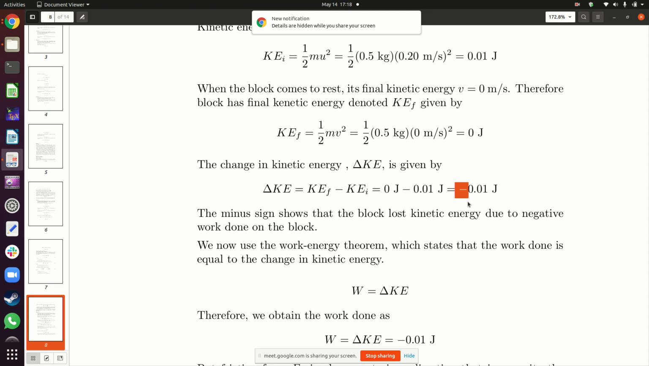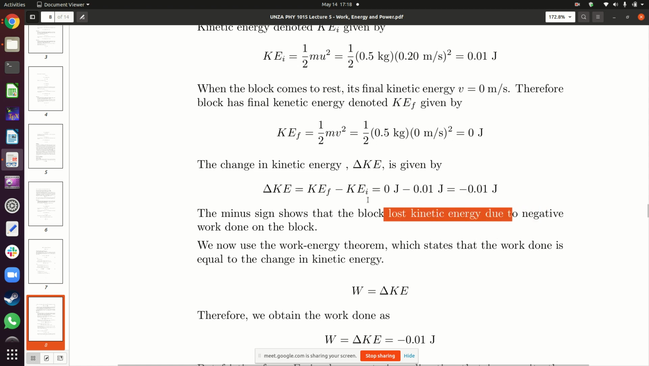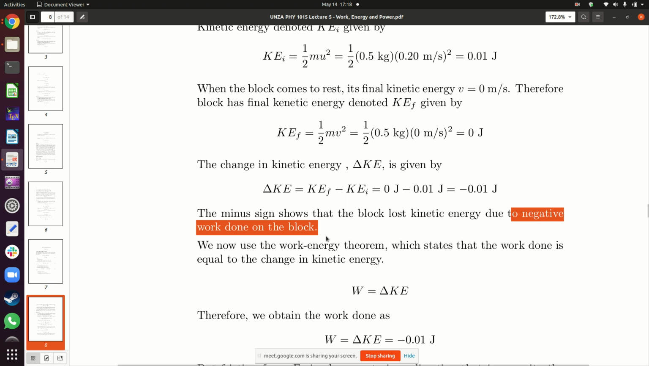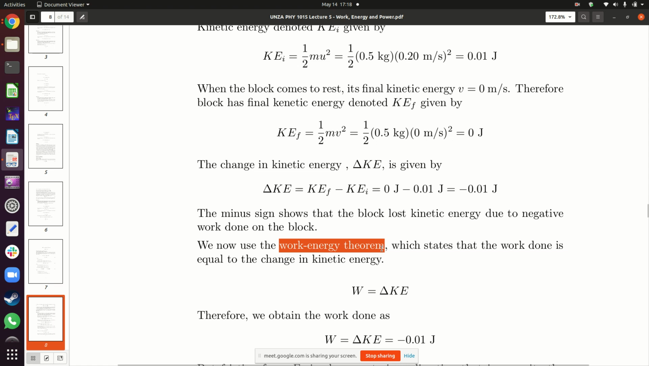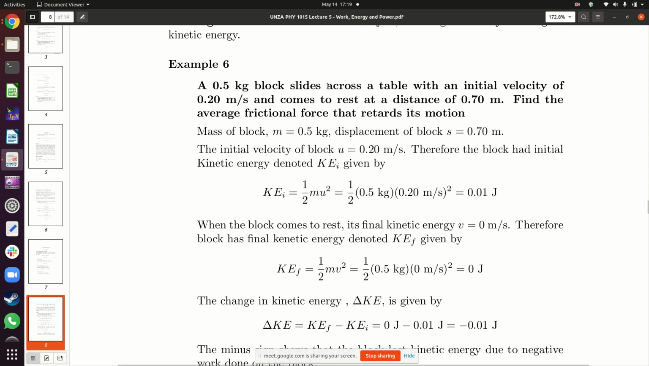And the reason why it lost kinetic energy is because the kinetic energy it had was taken away from it. And the reason why it was taken away from it is because negative work was being done by friction. If something is sliding to a stop, the reason why it's sliding to a stop is because there is friction at work. Okay. Now, for us to use the work energy theorem, in this case, a requirement has to be met. The surface on which this particular object is sliding has to be flat, and the table meets that requirement.